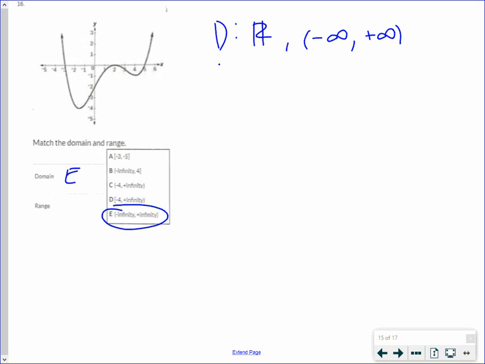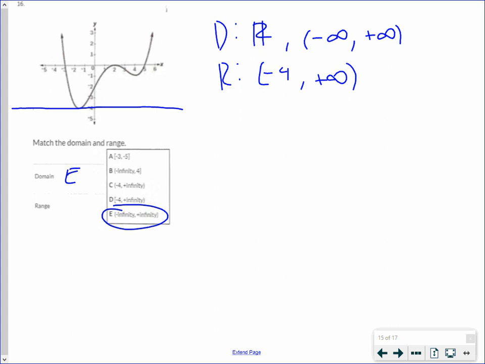For our range, it's going to be our lowest possible y value to our greatest. Since this is a continuous function, we can say that. And we're including, and our lowest possible y value is at negative 4. So we're going to go from negative 4, and we're including it since that is a full point. And it looks like we're going up forever. So we're going from negative 4 to positive infinity. We can't put a bracket around infinity. So that's what our range will be.